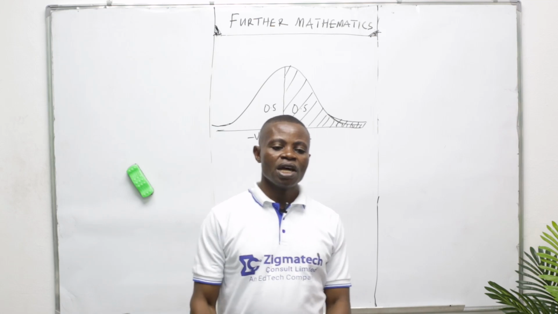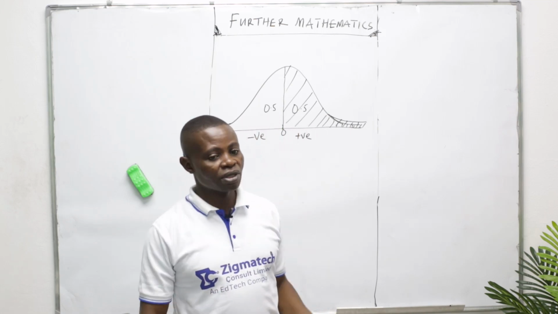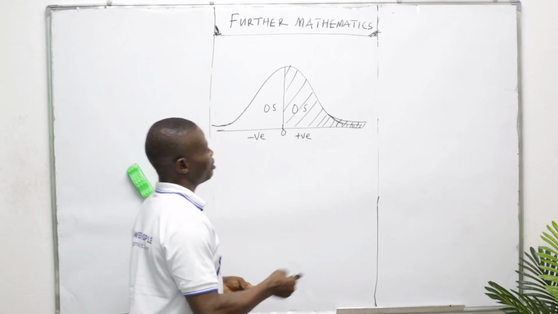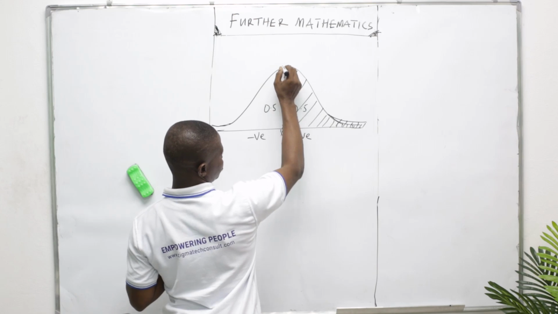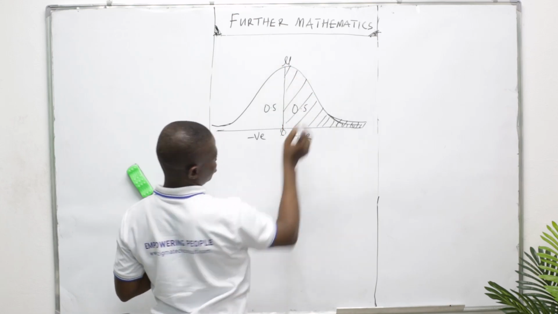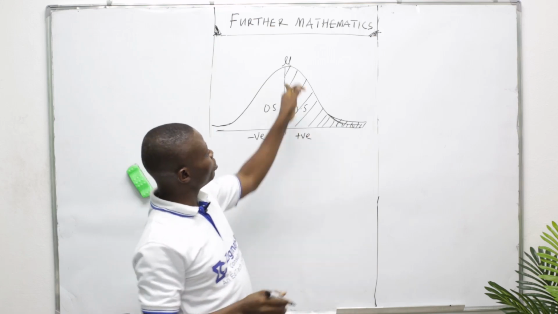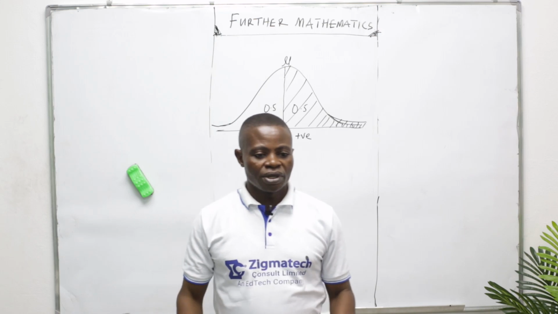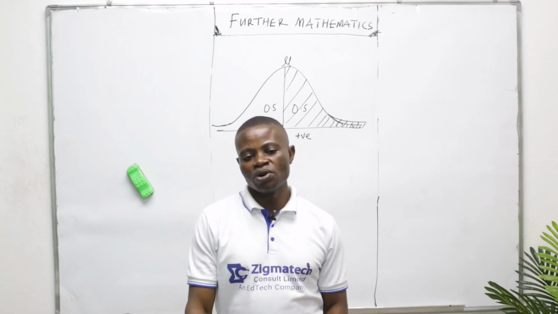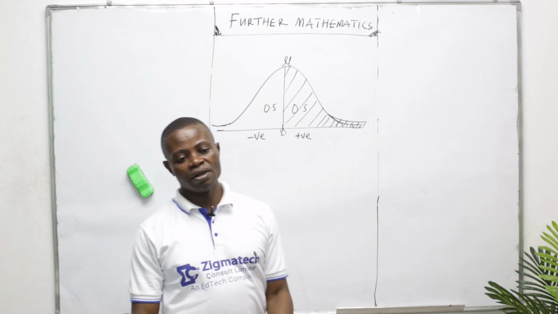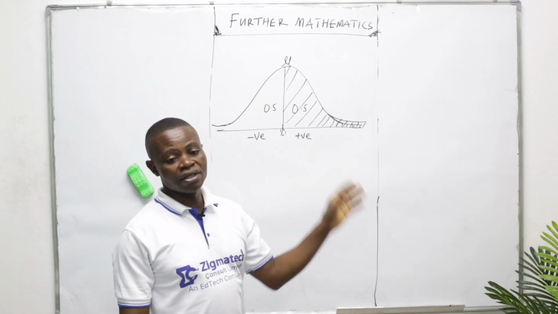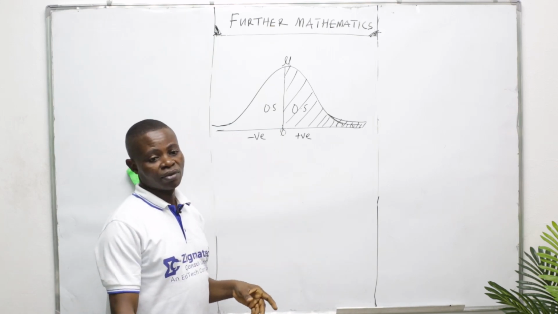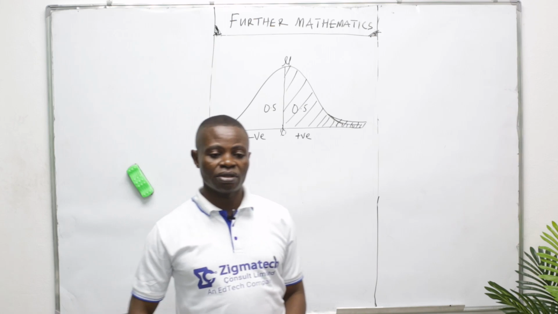The second one, the curve is symmetrical about a vertical axis through the mean, okay? Through the mean, meaning here is the mean. Number three, the curve approaches the horizontal axis asymptotically as we proceed in either direction away from the what? The mean. That's another fact you should know about it.